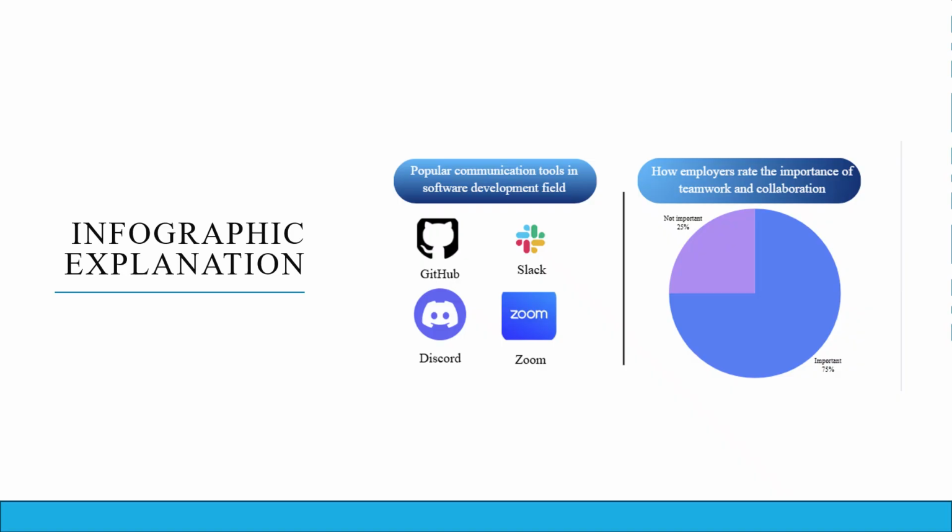In this slide, I used icons of communication platforms like GitHub, Slack, Discord, and Zoom to represent popular tools in software development. I also included a pie chart to show the percentage of employers who value teamwork and collaboration. I chose this chart to clearly emphasize how important collaboration is in this field.